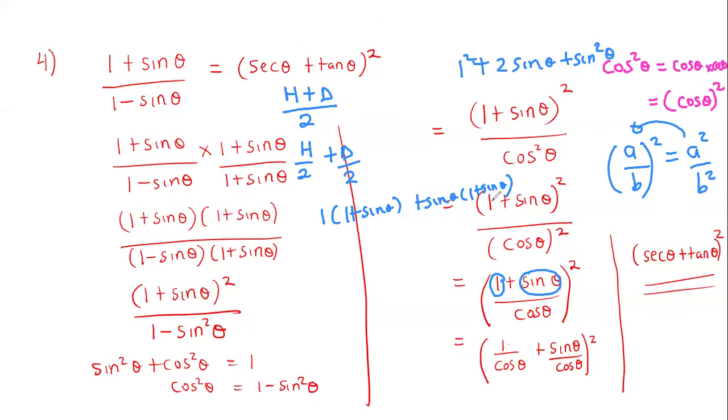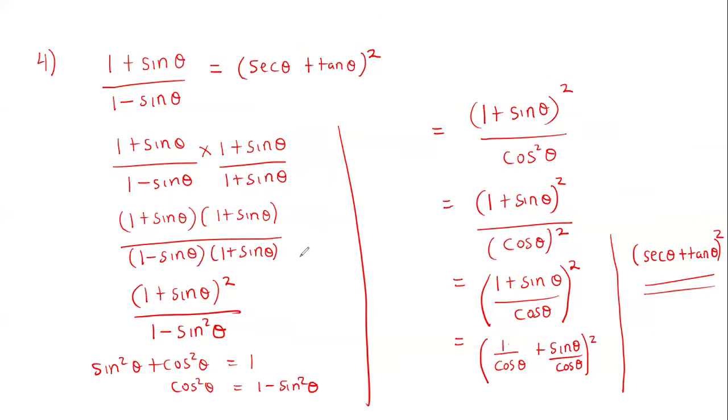One? Yes, it is okay. But now, what does it give us? It gives us the same thing. That means you are going to remain with 1 plus 2 sine of theta plus sine squared of theta. Then everything is going to be divided by cos squared theta.